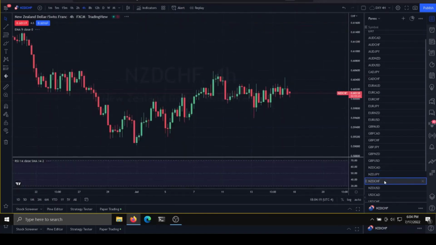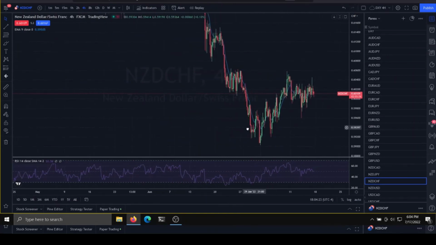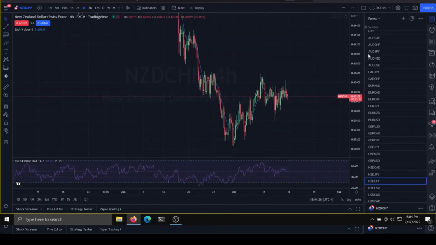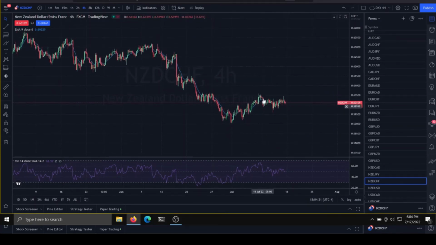NZD CHF. This is a nice correction here, 1, 2, 3. Maybe you break the top, come up to this level or more. But you could also get 1, 2, 3, go up from there. Or if this is all the correction right here, flag, break this low, new low, break this low here. That's how I'd be looking at this pair.